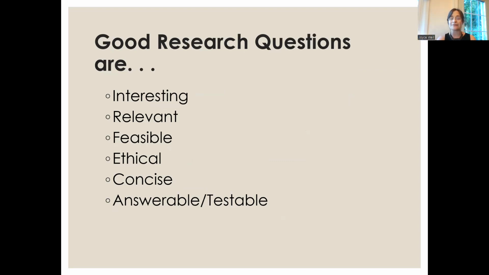Good research questions have got to be interesting. It's the whole thing, so what? What's the so what? It has to be relevant. There has to be some group that will benefit or care about the results. It has to be feasible.